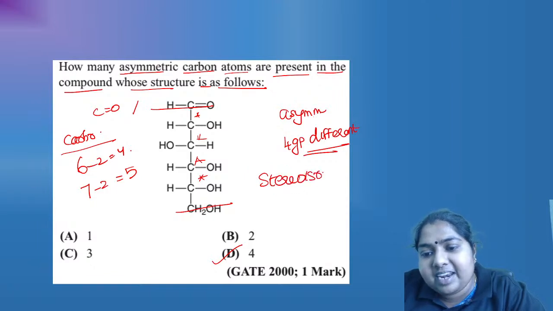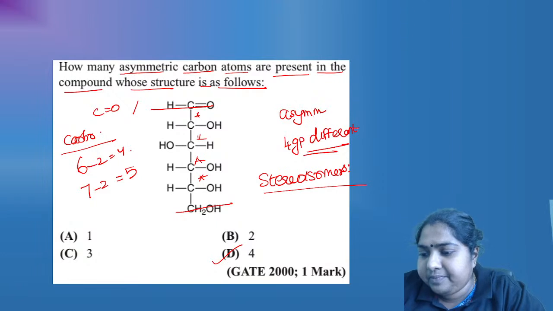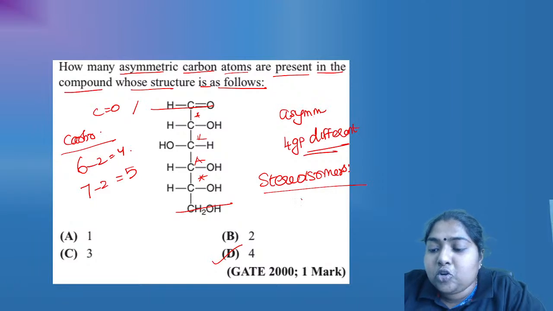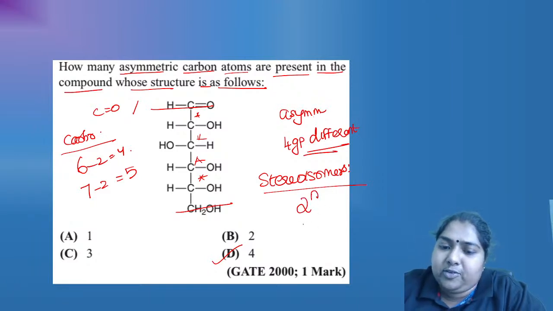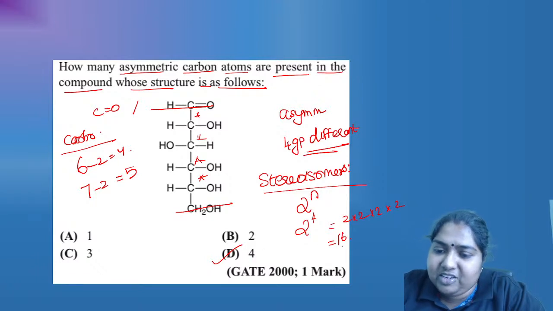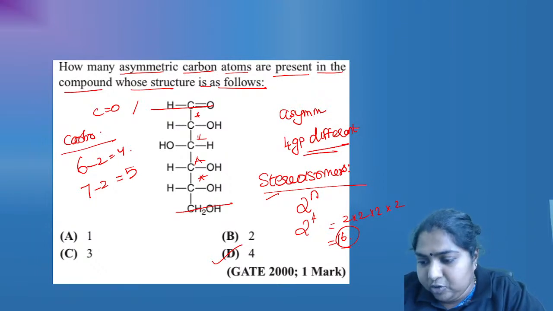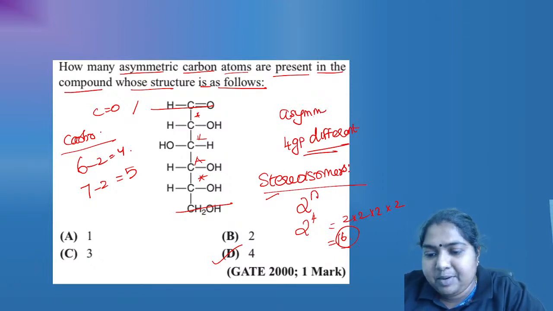stereoisomers can be formed from this? You have to use the formula 2 power n. Very good. So it is 2 power 4, so 2 into 2 into 2 into 2. So it is 16. So 16 should be the answer if they are asking the number of stereoisomers. Yes, Ramprabha, it is going to be 2 power n. N is equal to 4, so it becomes 2 power 4, so that is equal to 16.